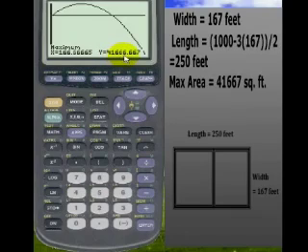41,667 square feet. So if we have three widths at 167, what's the length going to be? Well, the length will be 1,000 minus 3 times 167 approximately, and then you have to divide that in 2 because you have two lengths, and that leaves that each length is going to be about 250 feet. So you're going to have a pen that's 250 by 167 with a little fence also down the middle to divide off the two dogs.